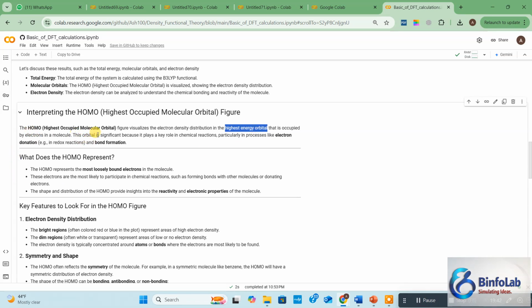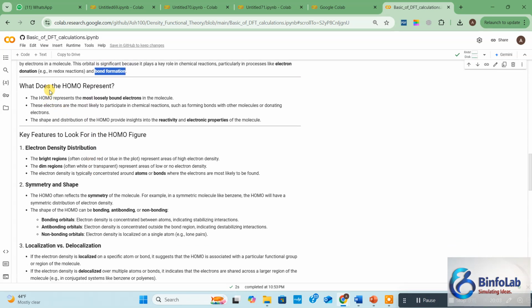This orbital is significant because it plays a role in chemical reactions, particularly in processes like electron donation, or what we call redox reactions. Redox reaction means reduction and oxidation, and bond formations. I explained this point already to you.